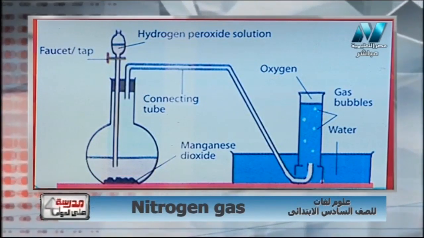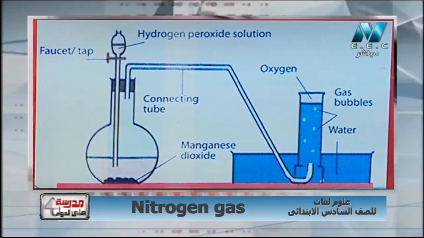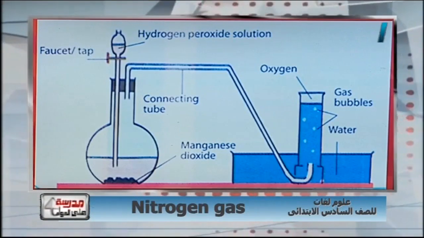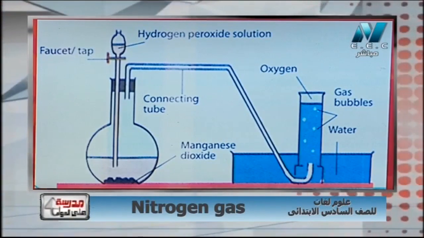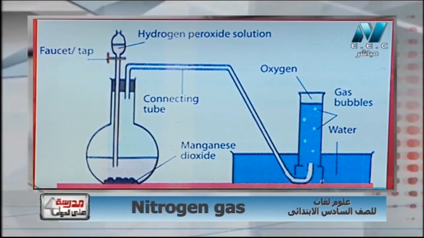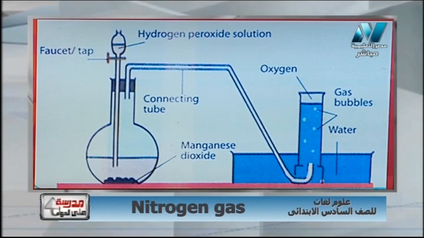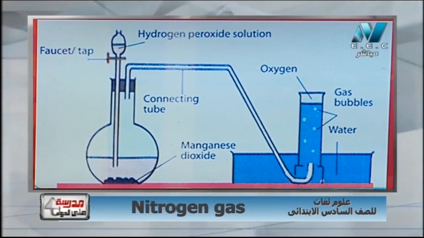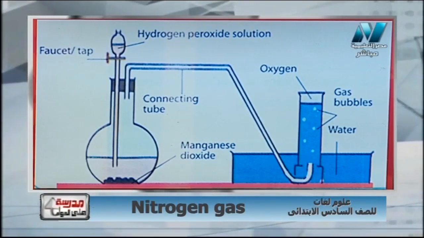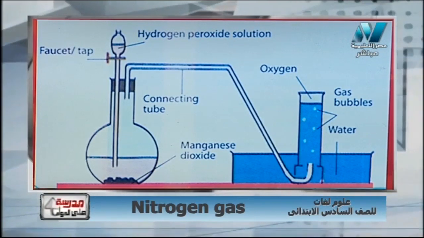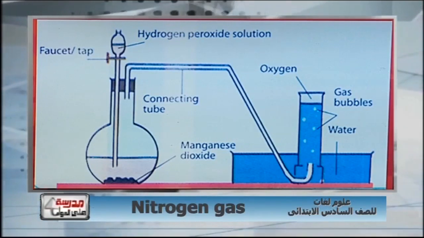Now I have an illustration image of how we can prepare oxygen gas from this reaction. I can pour hydrogen peroxide solution onto the manganese dioxide powder and we will notice bubbles that rise in the tube. What happens when these bubbles of oxygen gas reach the water level? We will notice that oxygen will displace water downward. It makes a downward displacement of water. Why? Because oxygen scarcely dissolves in water. Oxygen doesn't like water, so it pushes it downward, and oxygen gas is collected above the water.